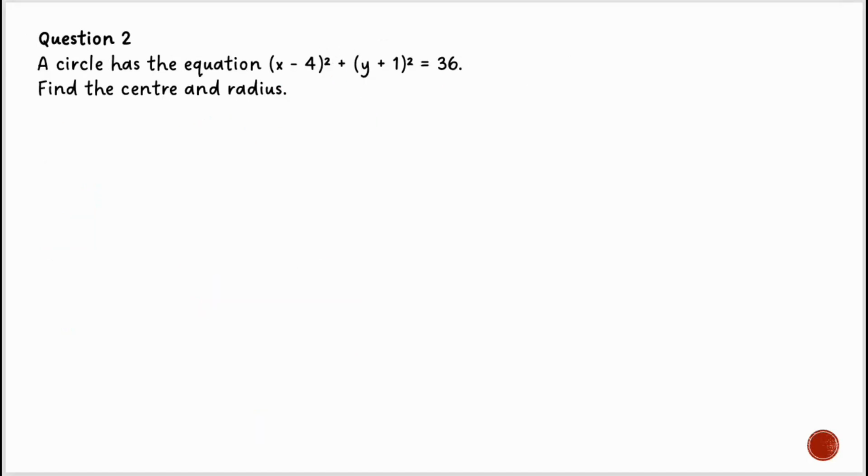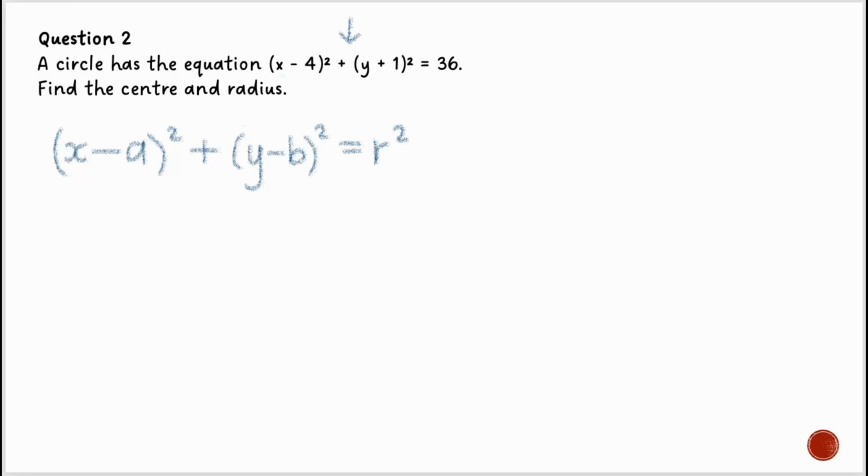A circle has the equation (x − 4)² + (y + 1)² = 36. Find the center and the radius. So I'm going to write down the standard form one more time: (x − a)² + (y − b)² = r². So I want us to have a look at this equation that they've given us and then compare it to the standard form. So first, let's look at the x brackets.